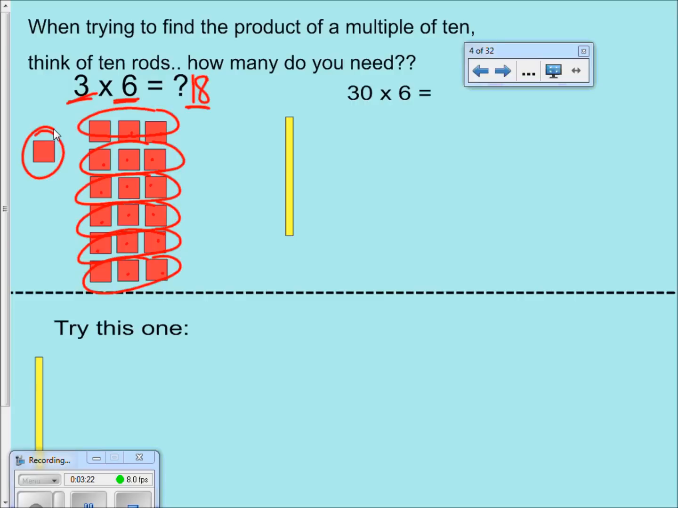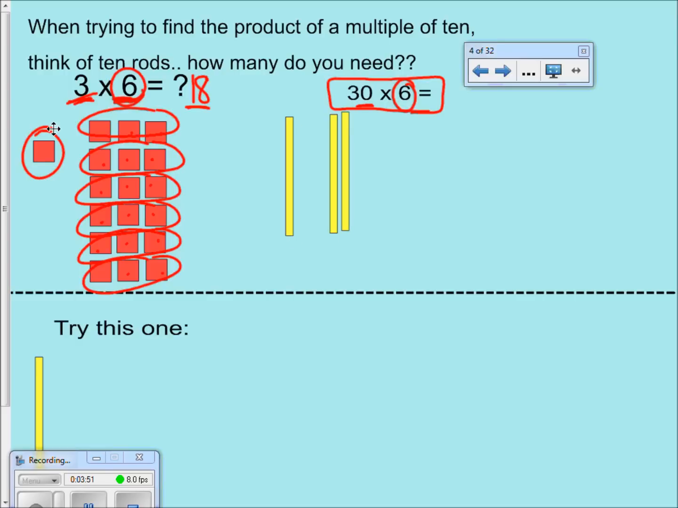So now, if you notice over here, 30 times 6 is similar to 3 times 6 because it has the same one-digit number. And then if you notice, we've added a 0 to the second number. We've changed the 3 to a 30. So what we can do with our base 10 rods is we can basically set apart 6 groups of 30. So each rod represents 10.